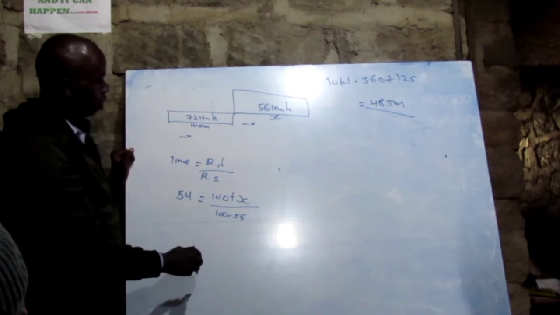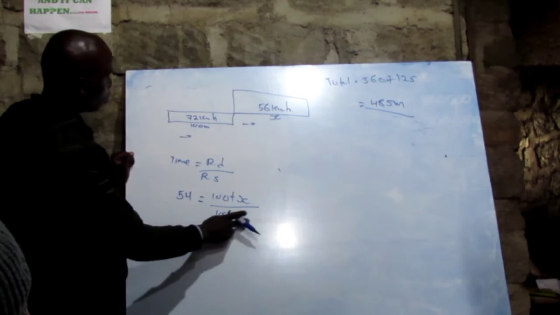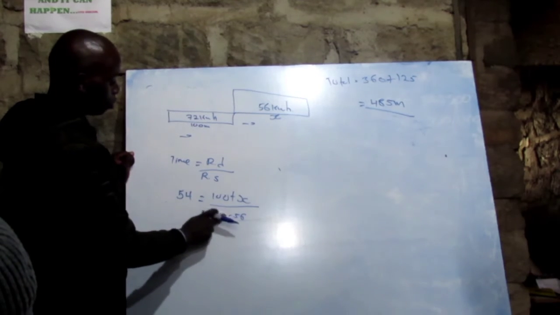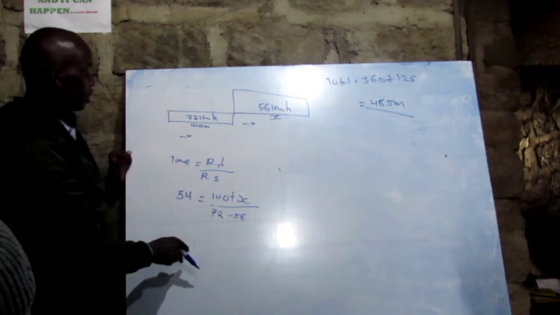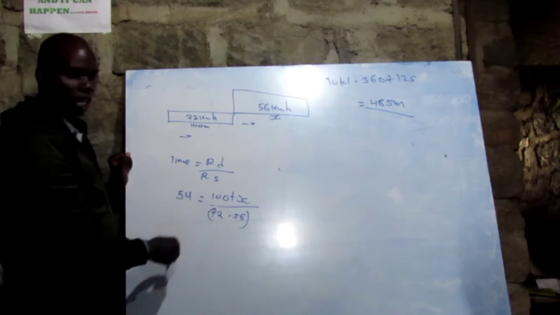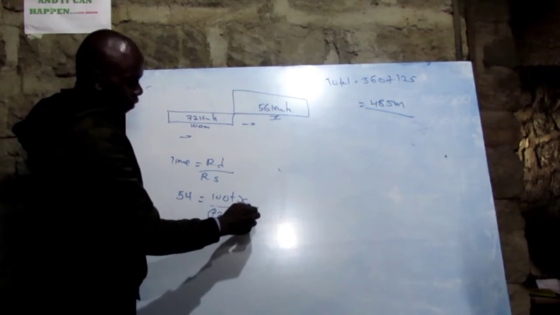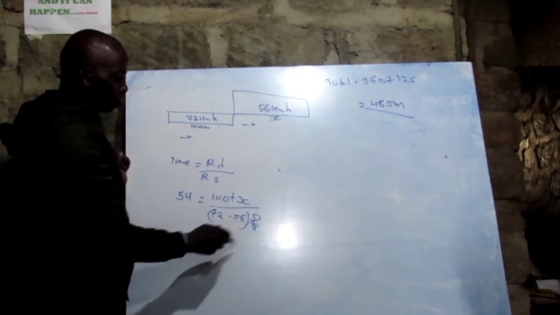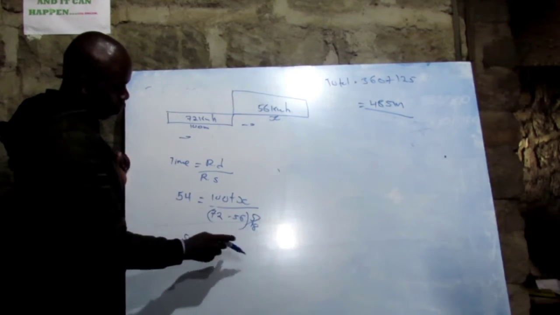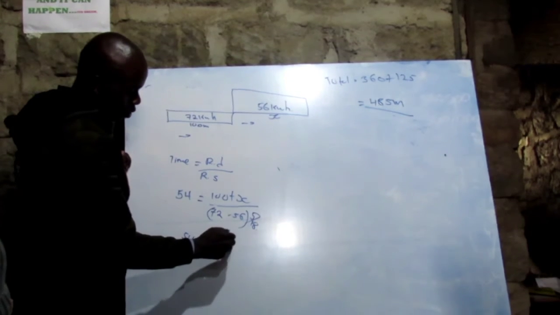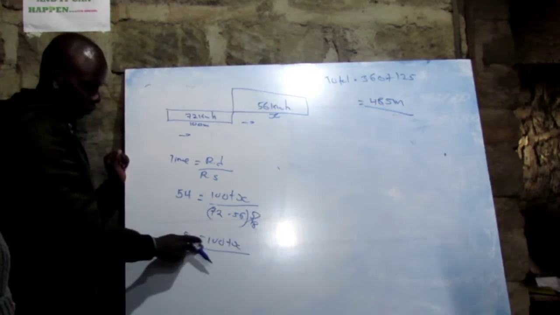72. Oh, 72. It's okay. 72 minus 56. Then you change into meters per second, so you multiply by 5 over 18. So what do you get? 54 is equal to 100 plus x over what?